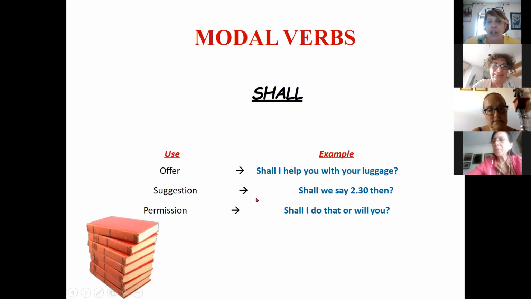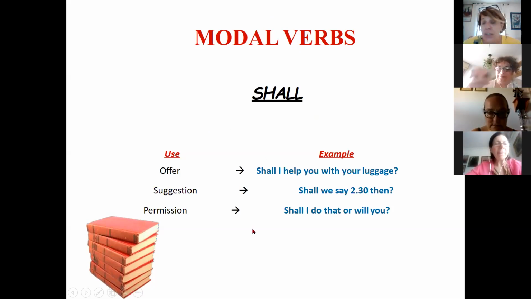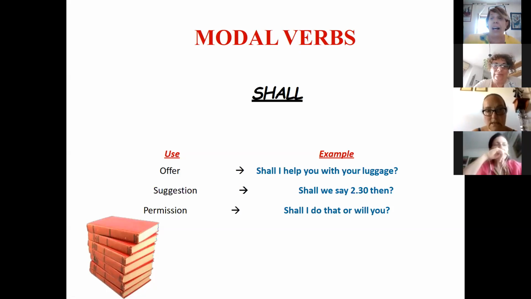Okay, shall, this is also very British. It's not used in American English anymore and is normally the will form for I and we, and that's it. Okay, and we use shall for offer, suggestion, permissions. Shall I help you with your luggage? Or we can substitute that shall with, can I help you with your luggage? Do you want me to help you with your luggage? There are so many ways of saying the same thing. But shall is just for I and we.